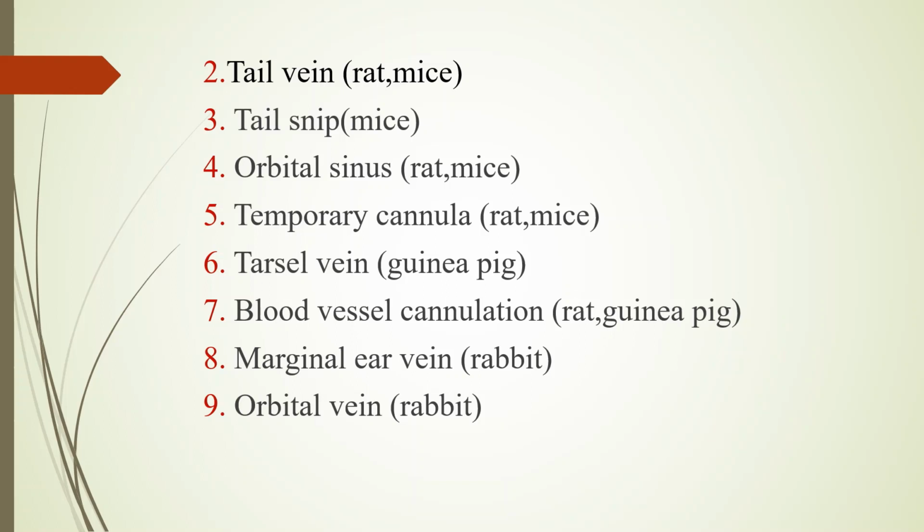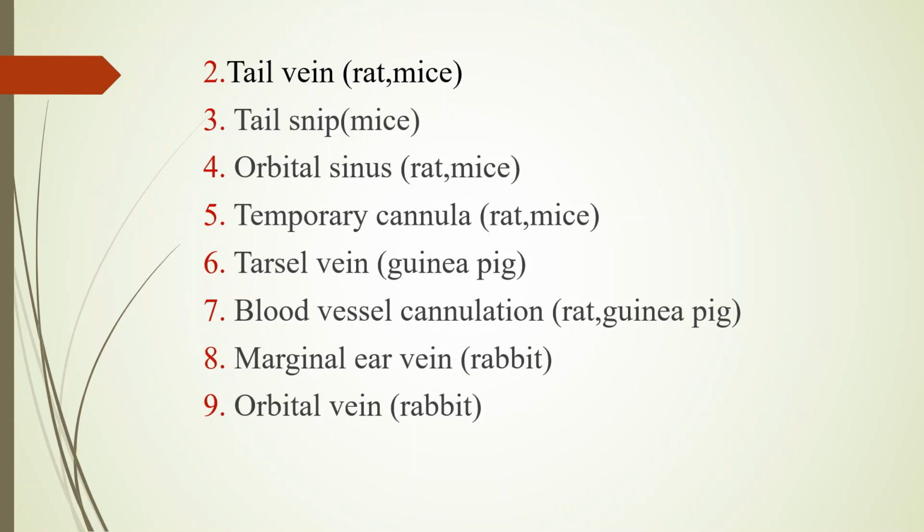Then tarsal vein, which is used for guinea pig. It requires anesthesia. Then blood vessel cannulation for rat and guinea pig. Then marginal ear vein for rabbit, which is very important. In the case of rabbit, we collect blood from the marginal ear vein. Then orbital vein, which is also used for rabbit.